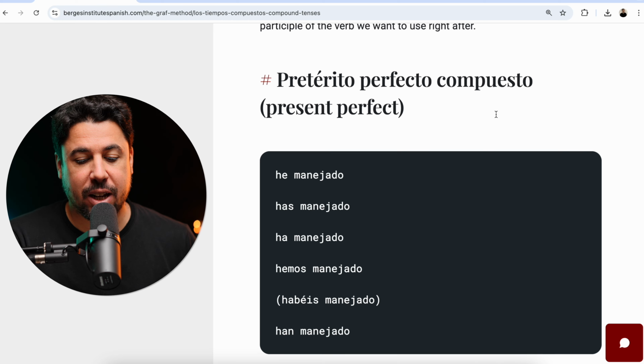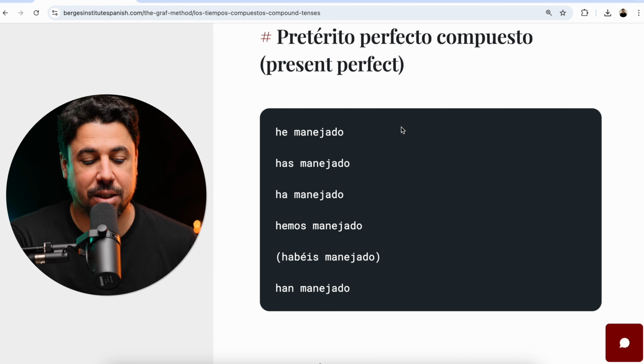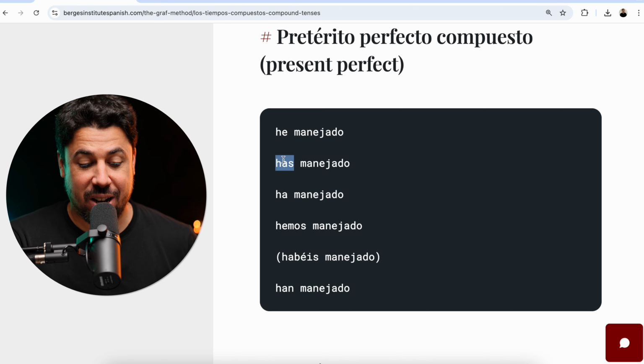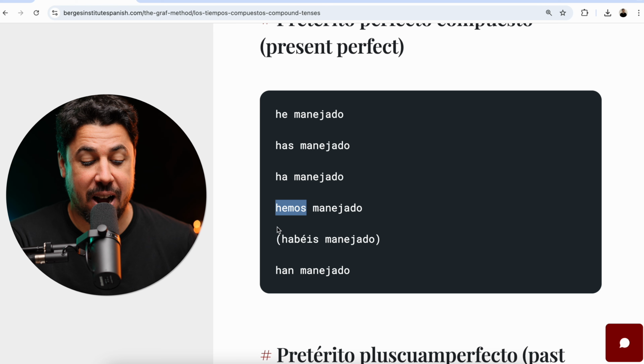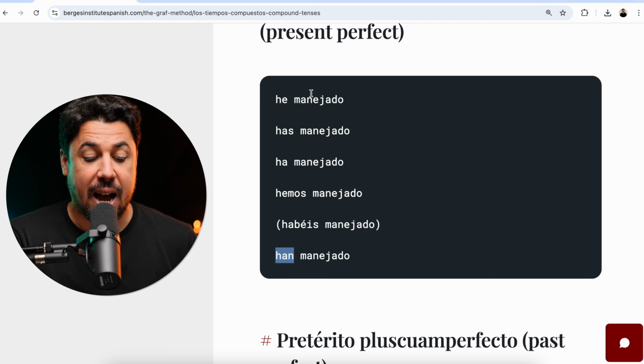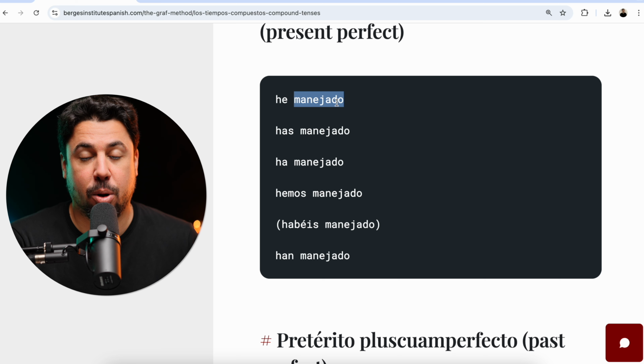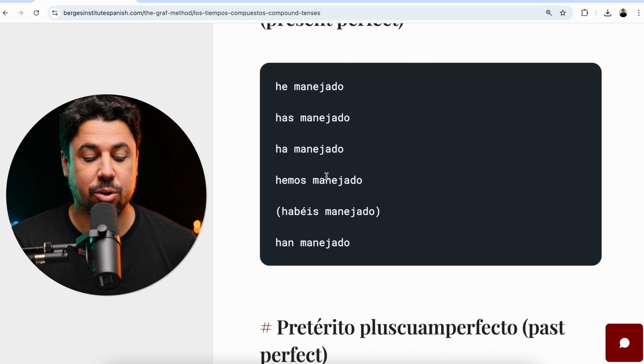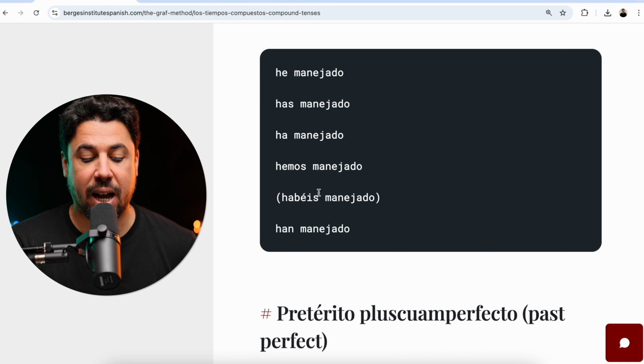So, pretérito perfecto compuesto, present perfect in English. This is how we conjugate it. So we conjugate this verb haber in the present tense. We'll talk about it later because it's kind of a tense within a tense. And then we add the past participle of manejar in this case. So I have driven, he manejado. You have driven, has manejado. He or she has driven, ha manejado. We have driven, hemos manejado. You all have driven, habéis manejado. They have driven, han manejado.